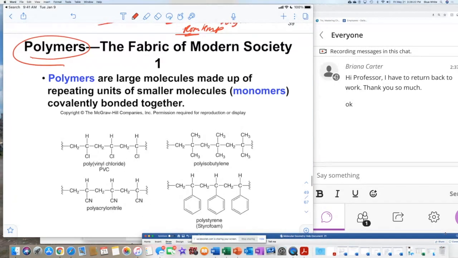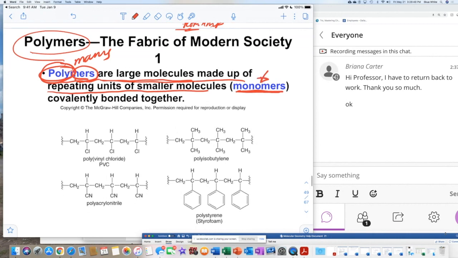Okay? Okay, so polymers. Polymers are large molecules. Poly means many, and mers is the chemicals, right? These are large molecules made up of repeating units of smaller molecules. The smaller molecules are called monomers, the individual units of the molecules. So poly is many of those repeating individual units, and you see a pattern over and over again.